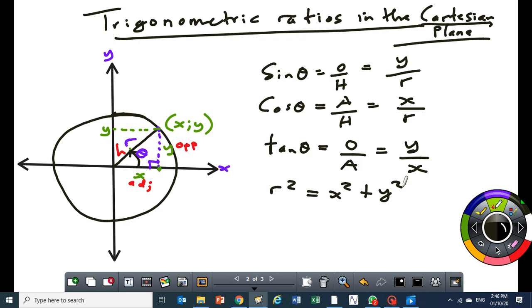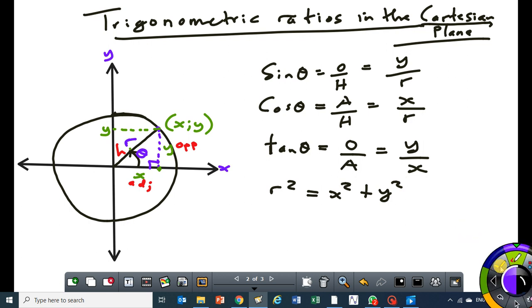Now, this set of formulae, these four, are very important and geometric. Very important. So from now on, you need to know that your trigonometric ratio can also be used on a Cartesian plane. Sine theta is equal to y over r. Cos theta, x over r. Tan theta, y over x. If you use the theorem of Pythagoras, r squared is equal to x squared plus y squared.